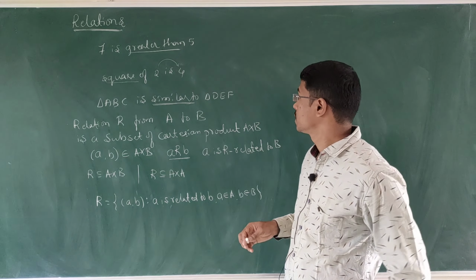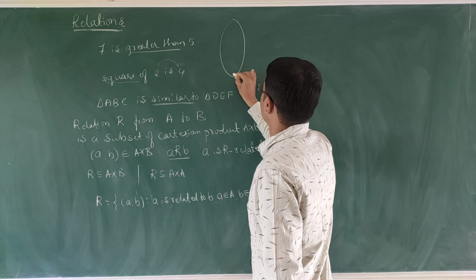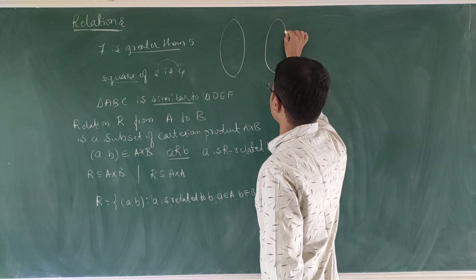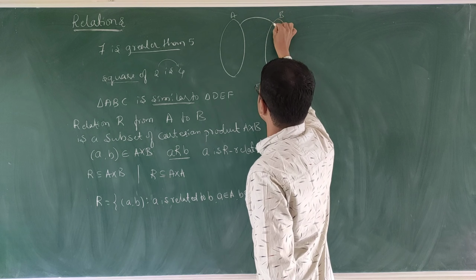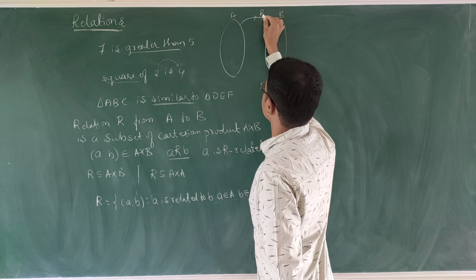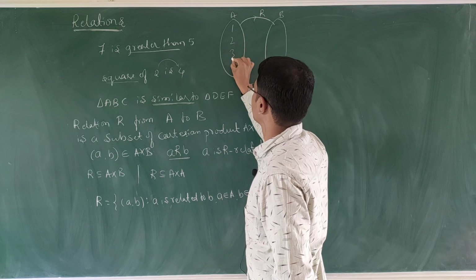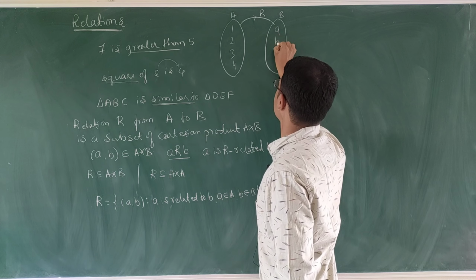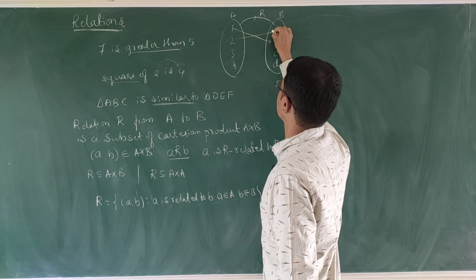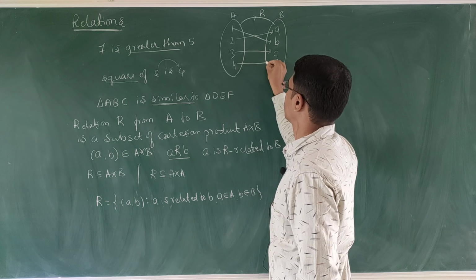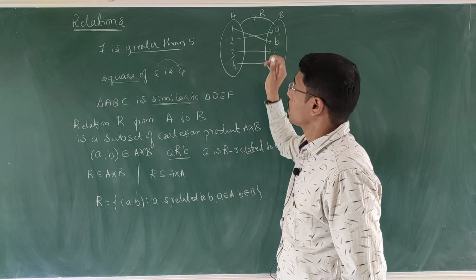Next, we usually represent a relation by an arrow diagram. This is set A, set B, and a relation from set A to set B. Elements 1, 2, 3, 4 and a, b, c, d. 1 is connected to b, 2 is connected to a, 3 to c, 4 to d. So this is the relation between A and B.